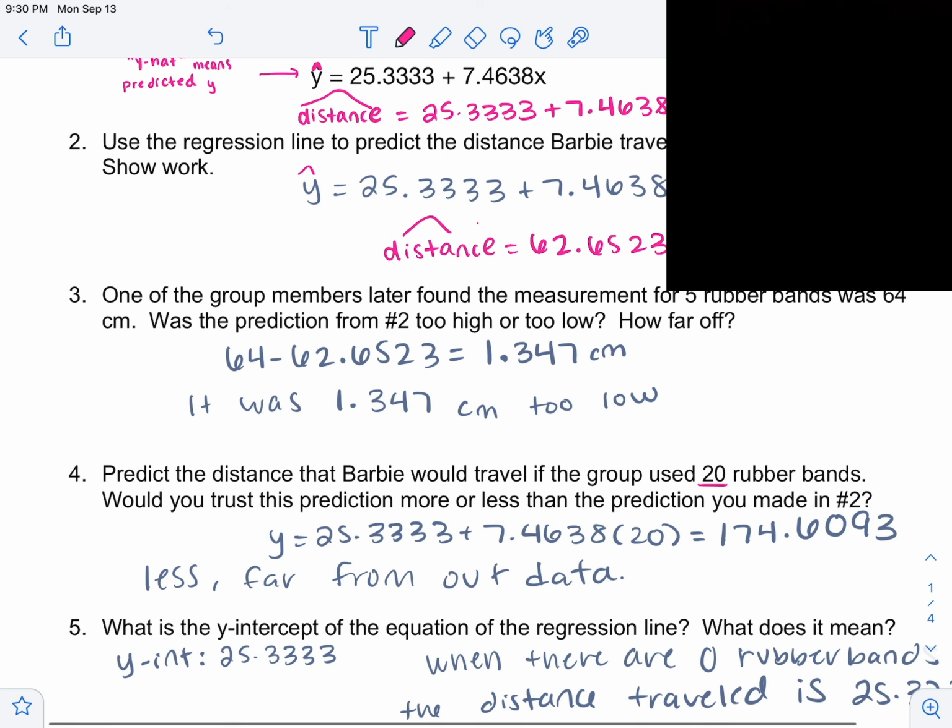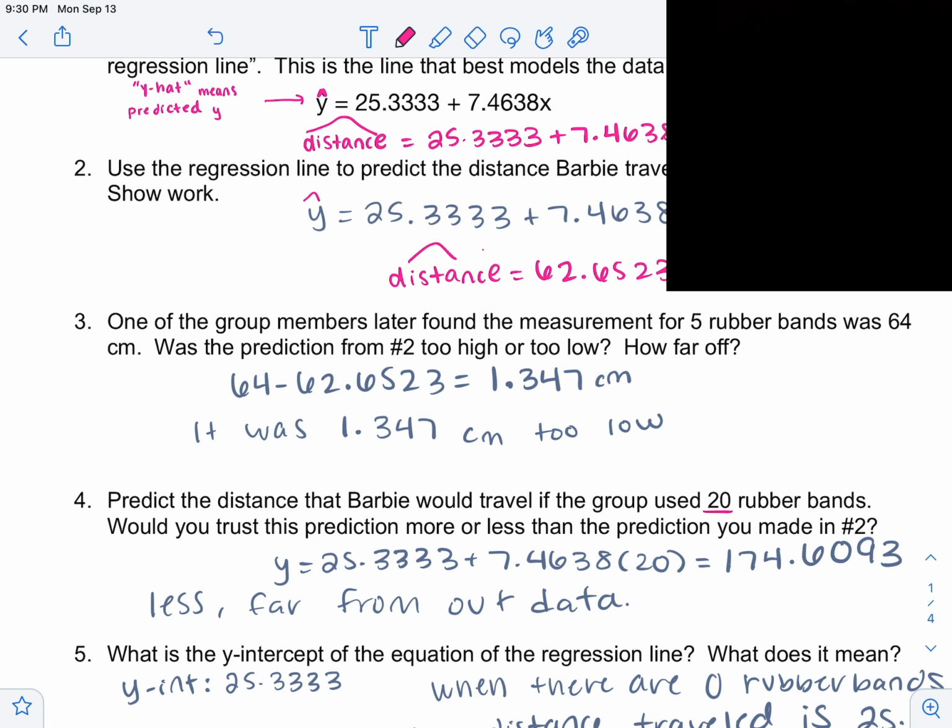All right, question three, one of the group's members later found the measurement for 5 rubber bands was 64 centimeters. Was my prediction too high, too low? How far off? So for how far off, I'm just going to subtract. I'm going to take the value that was real and subtract away the value that we had found when we predicted. I got 1.347 centimeters. And so I said it was 1.347 centimeters too low.